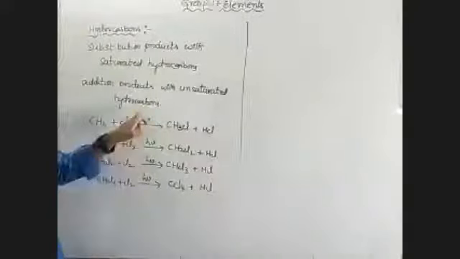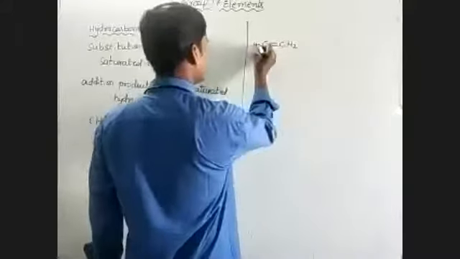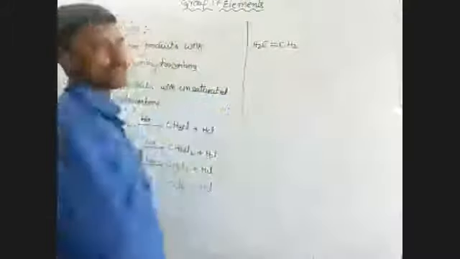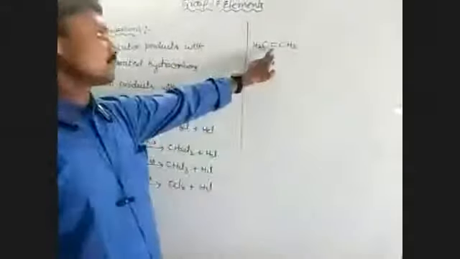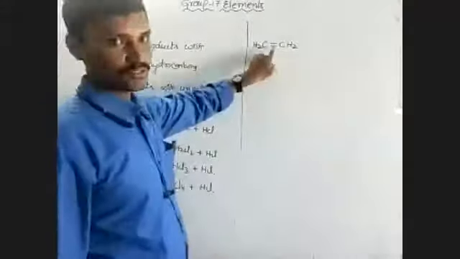Next, chlorine reacts with unsaturated hydrocarbon. Unsaturated means like this, CH2=CH2, ethylene. It contains a double bond, and because the double bond is present, this is unsaturated. Here there are all single bonds, so this is saturated. Here a double bond is present, so that is unsaturated.